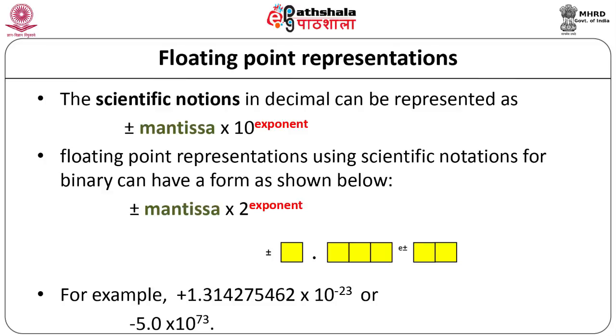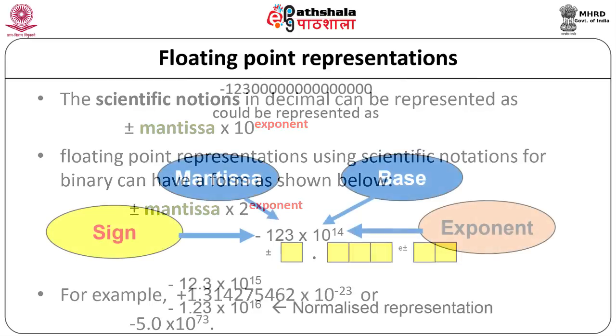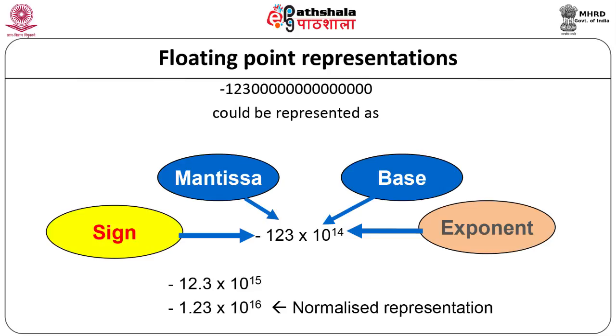For example, plus 1.314275462 into 10 raised to minus 23 or minus 5.0 into 10 raised to 73. When we deal with very large and very small numbers, we often resort to using scientific notations. Calculators, for example, often represent the results of large calculations this way, because there is an insufficient number of digits to show the result normally.